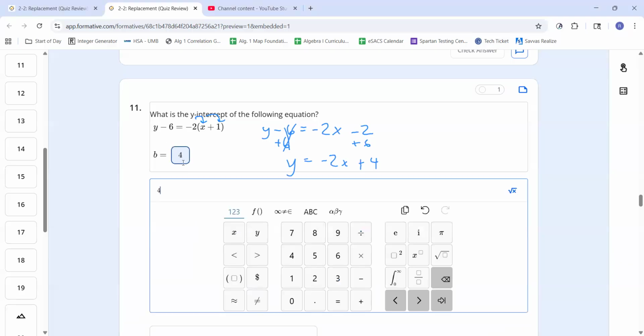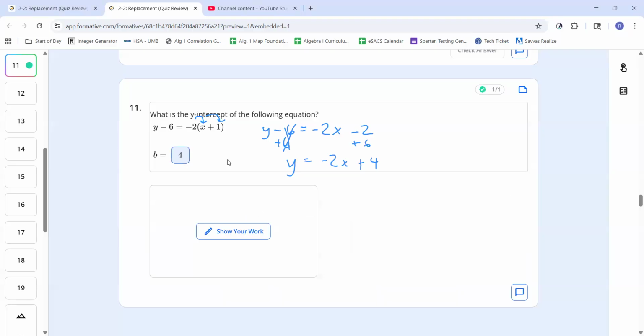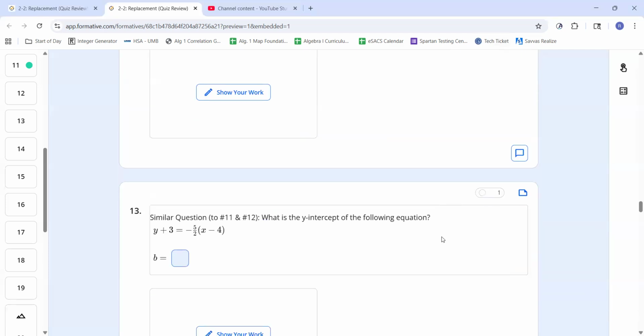If I ask for the equation, you would type in y equals -2x plus 4. But if I ask for the y-intercept, it's just the 4. All right, so done with that one. I'm actually going to do one more of these, and then I have another one for you to try.